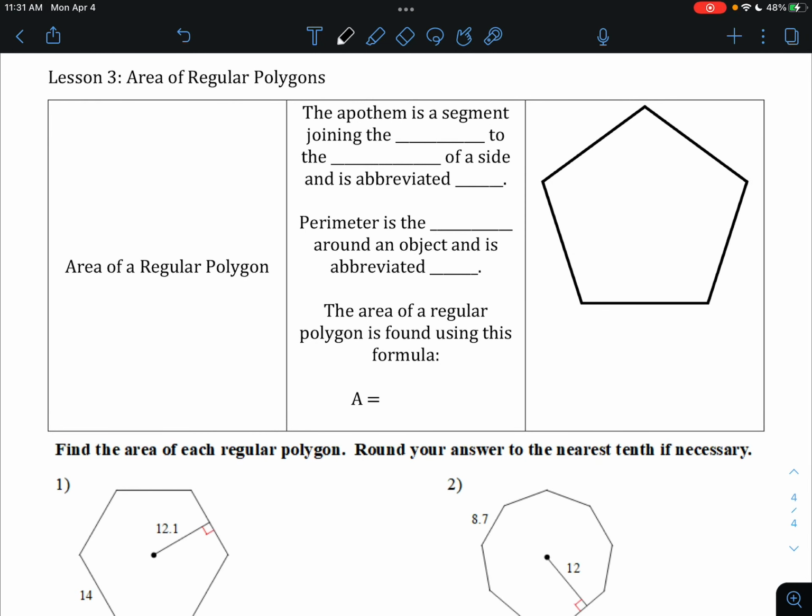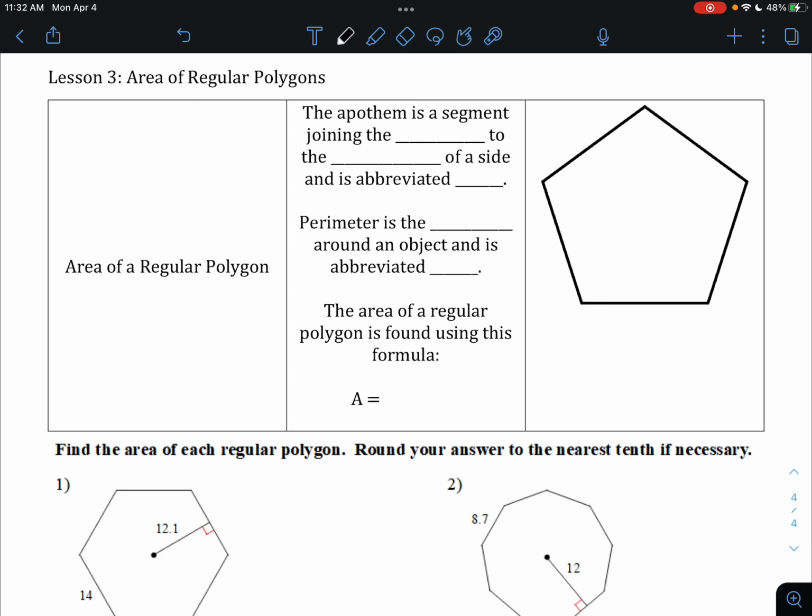Okay, y'all, so in this last video, we're going to be looking at how do we find the area of regular polygons. So this is the last lesson for our unit. And so far, we've already found how do we find the area of composites, how do we find area of partial circles, and today we're going to be looking at how do we find area of every regular polygon.